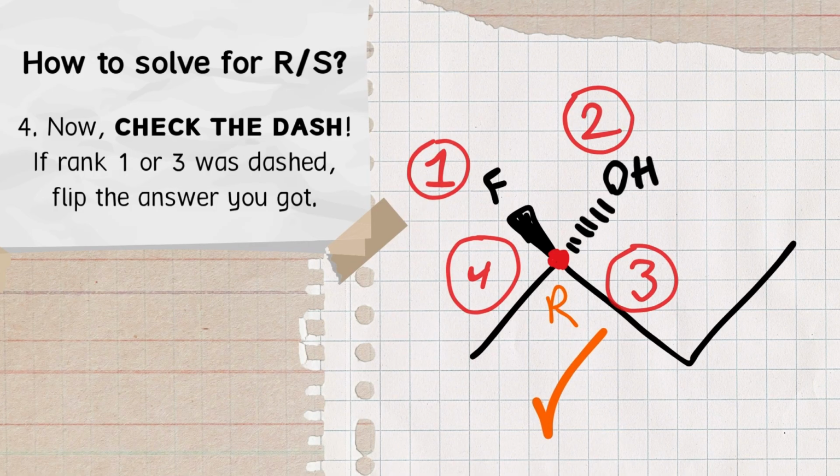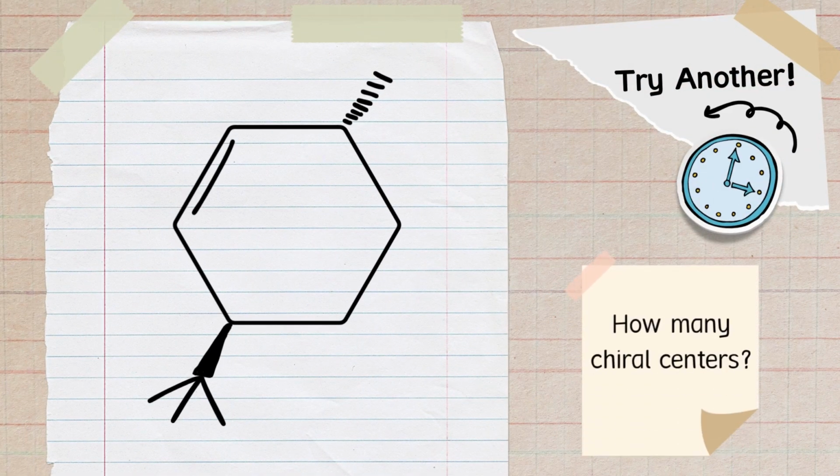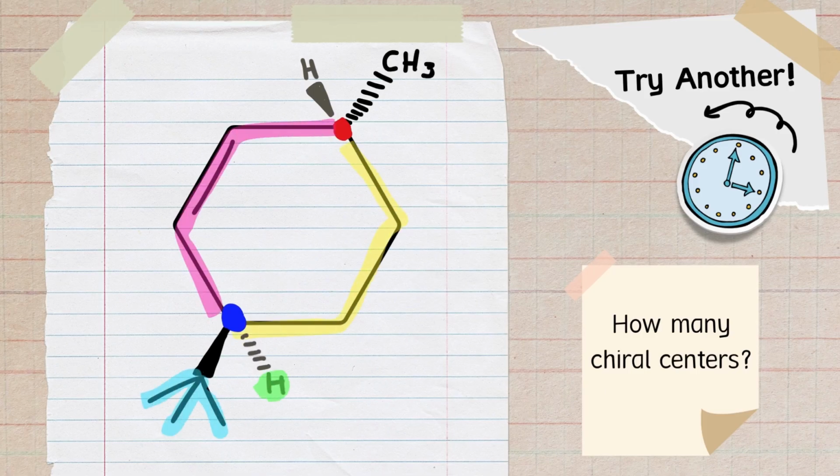Ready for a harder example? Let's try this guy. Alright, first of all, how many chiral centers are we working with? Well, this carbon here has a hydrogen that was implied, a methyl group, and one side of the ring goes to a double bond and the other to some normal carbons, so that's 4 groups. The carbon below has a hydrogen, a tert-butyl group, and also that split between the double bond carbon and the regular carbons. So that's 1 too.